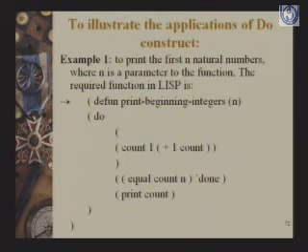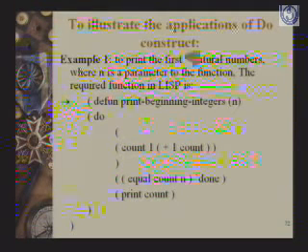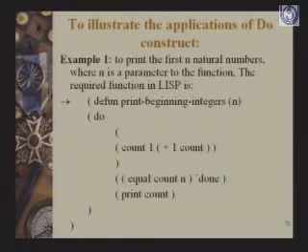Then it will go back again. That is the significance of the word do. Now count has a new value, obtained by adding 1 to it. So now count becomes 2. Again 2 is compared with 12 for equality, and we know 2 is not equal to 12, therefore the terminating condition is not true, and it goes to the next step.